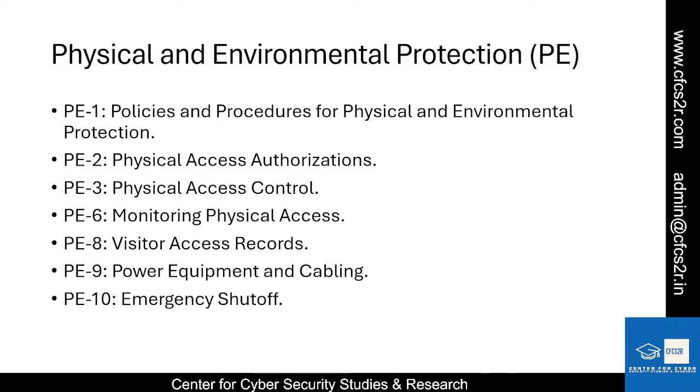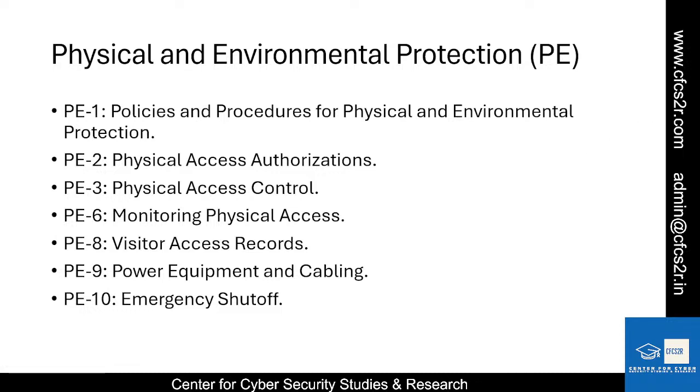Then we have physical and environmental protection. Whenever we talk about physical and environmental protection, the organization should focus on limited physical access to the information. The equipment should be in a safe operating environment, accessible to authorized individuals only. Then protect the physical plant and support the network or information systems. The organization should provide support and utilities for the information system.